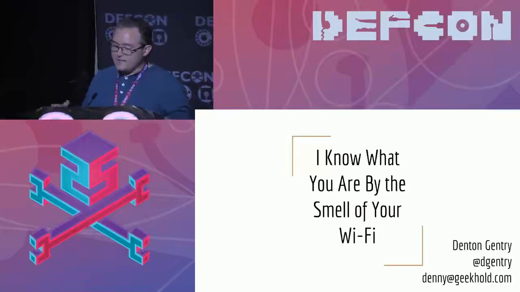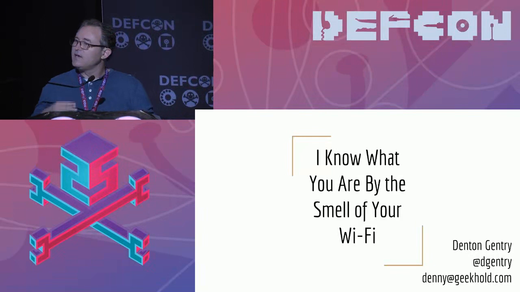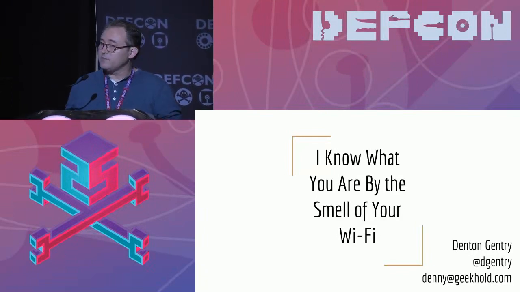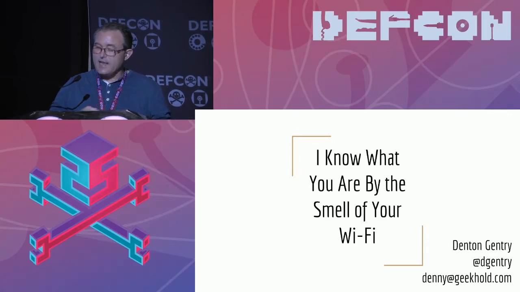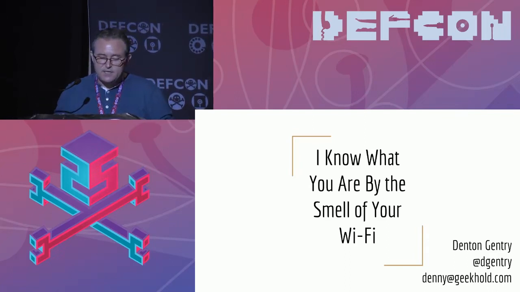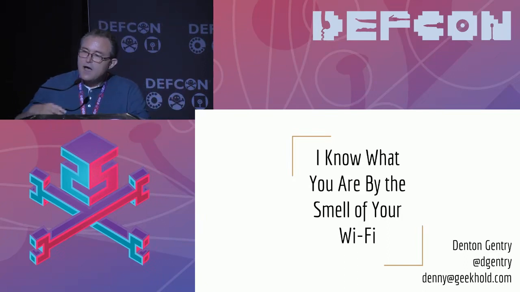So we're here today to talk about a mechanism that identifies the type of device connecting to a Wi-Fi network. It can be quite specific. It can tell the difference between an iPhone 5S and an iPhone 5, between a Samsung Galaxy S7 and an S8, between a Withings scale and a Nest thermostat.